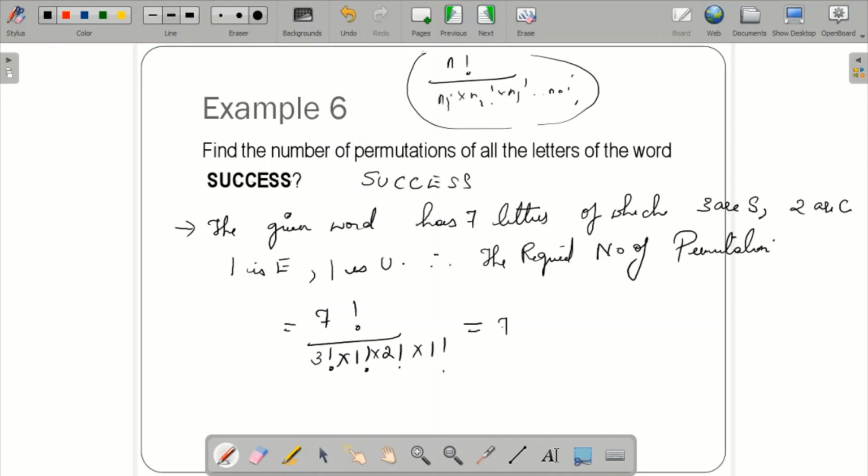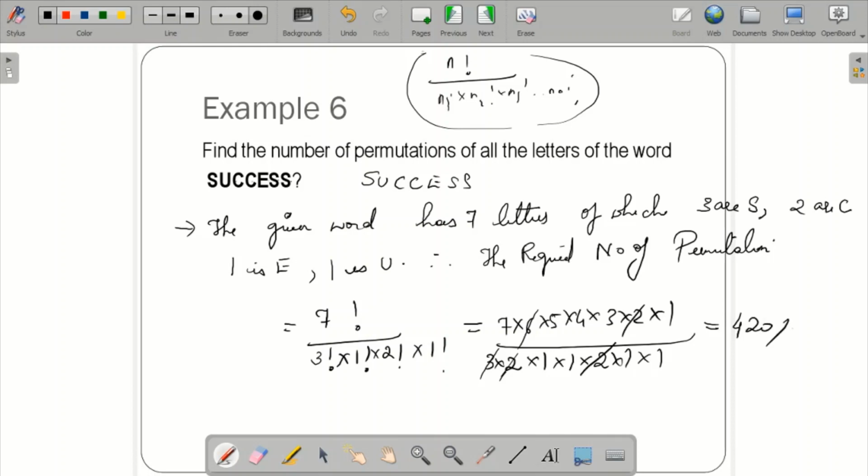The answer is 7 into 6 into 5 into 4 into 3 into 2 into 1 divided by 3 factorial, which is 3 into 2 into 1, and then 1 into 2 into 1 and again 1. Here this 2 and this 2 get cancelled, and 3 twos are 6, so I'll cancel this and this. Left out is 7 into 5 into 4 into 3. Answer is 420. So this is the answer regarding example 6.